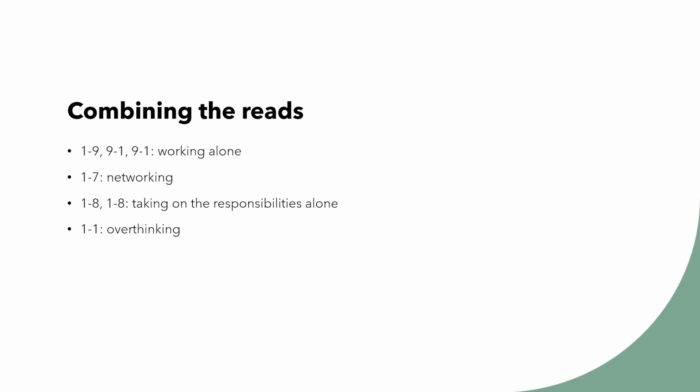19, this is about working alone. 17 is about networking. 18 is about taking all the responsibilities alone. And 11, overthinking. So if you combine everything just by looking at the numbers associated with 1, we know that this person wants to do things alone. He's going to probably find a job.